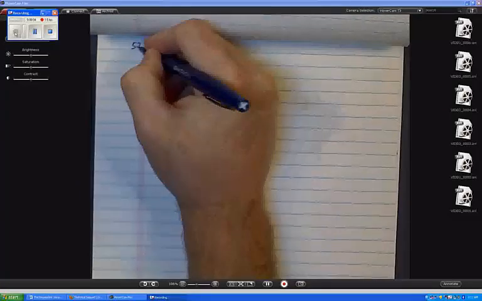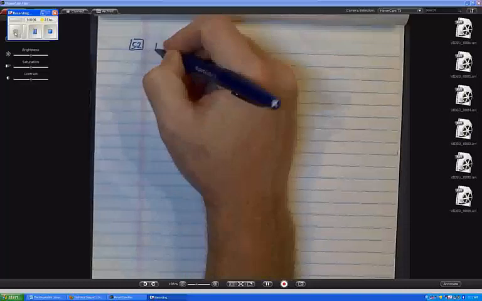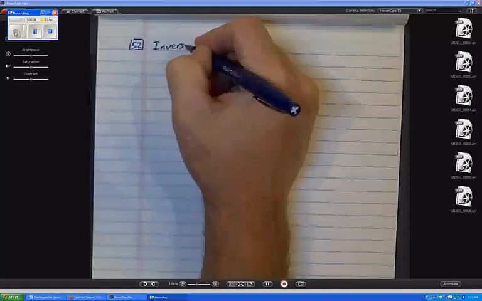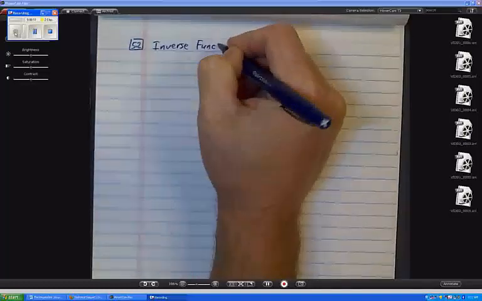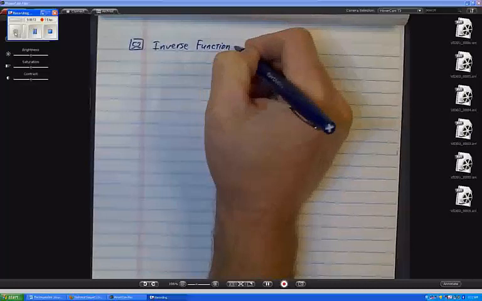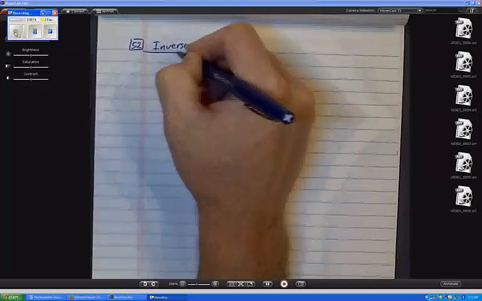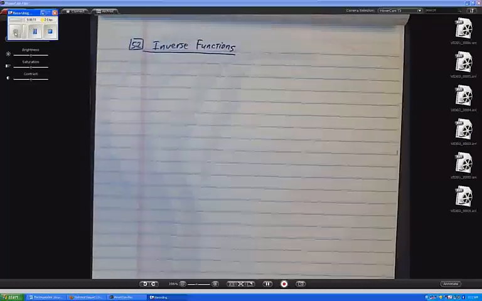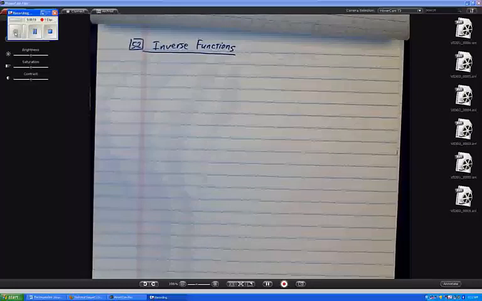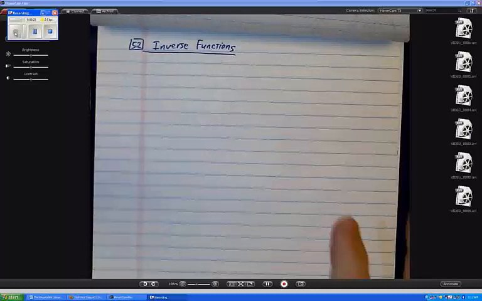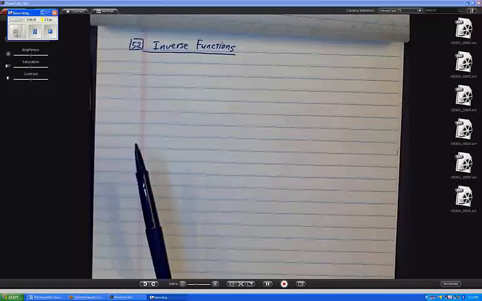Today, section 5.2, what are called inverse functions. Basically, I took chapter 5 and I really kind of ripped it apart. We did section 1 before. We're doing section 2 today because once I cover inverse functions, I'm ready for chapter 6.